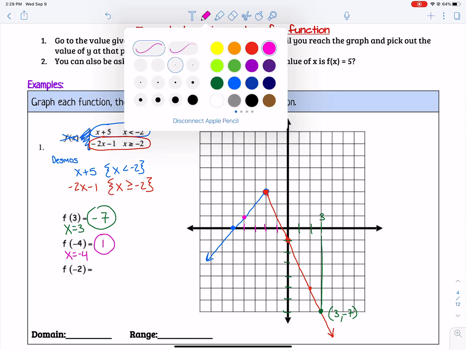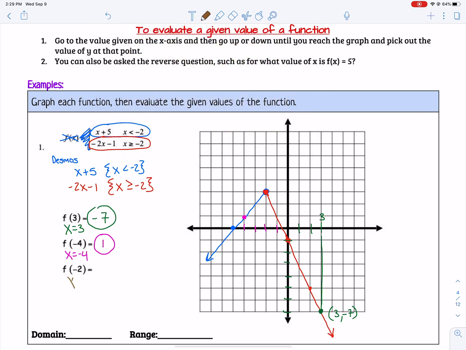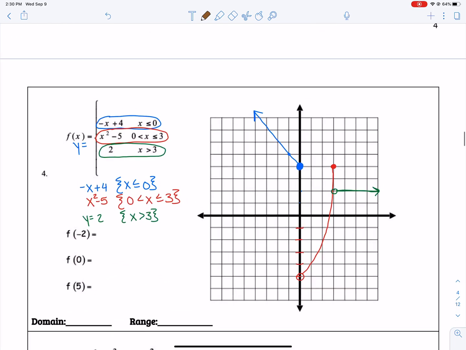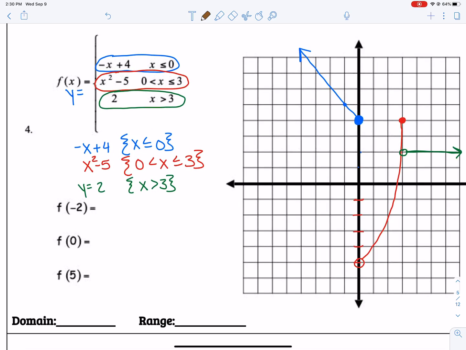And the last one says f of -2. So let's go to x equals -2 and figure out the value of our function at x equals -2. So for x equals -2, I would go up to this point and it's equal to 3 because the point -2, 3 is on my function. So the value, I'm evaluating the value of my function at f of -2, so where x equals -2 is equal to 3, which is the y value. So it's like for that x, what would be the y? Let's look at this next example.